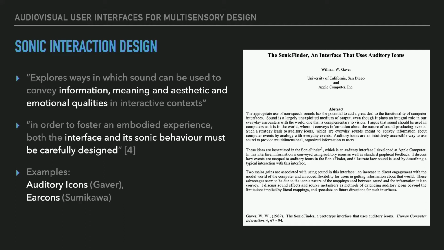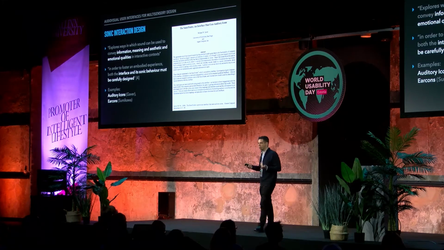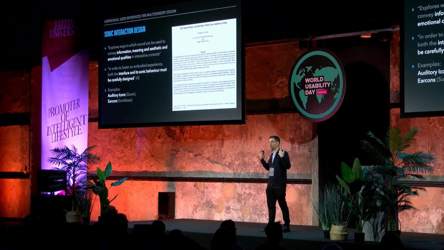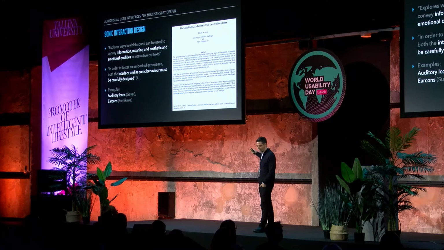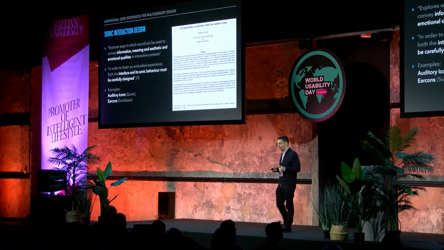I'll read you the quote from the book Sonic Interaction Design, which defines what it is. This is a book by MIT Press. I have the references later in an end slide. Sonic interaction design explores ways in which sound can be used to convey information, meaning, and aesthetic and emotional qualities in interactive contexts. This is quite interesting because normally we think of sound as something that is aesthetic and emotional, right? We agree with that. But sound can also be used to convey information and meaning, and that's very useful for us as designers, right?